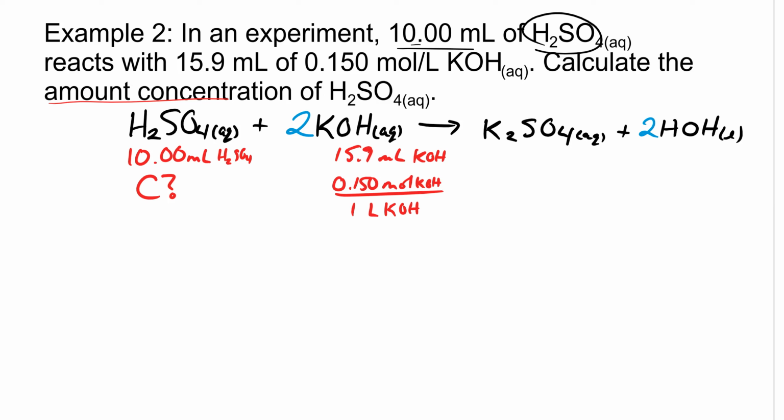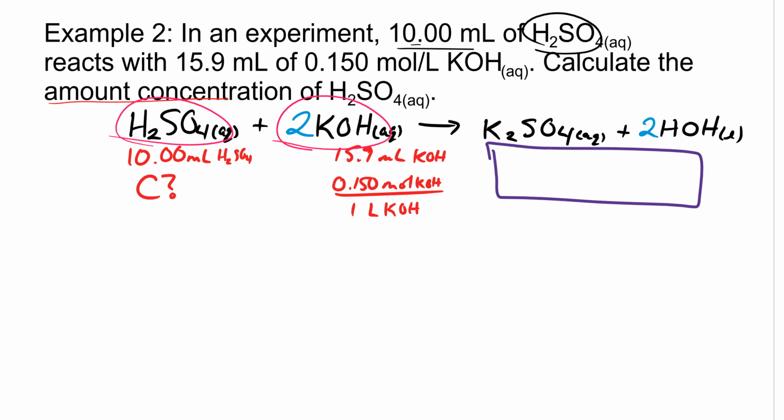Well, if we want to relate the amount of one thing to the amount of another thing, we have to use our molar ratio. So off to the side, I'm going to put our molar ratio. Our molar ratio is always unknown over given. Our unknown is the sulfuric acid. So 1 mole of H2SO4 will react with 2 moles of potassium hydroxide. We have all of our puzzle pieces. We are good to go. Nothing can stop us now.